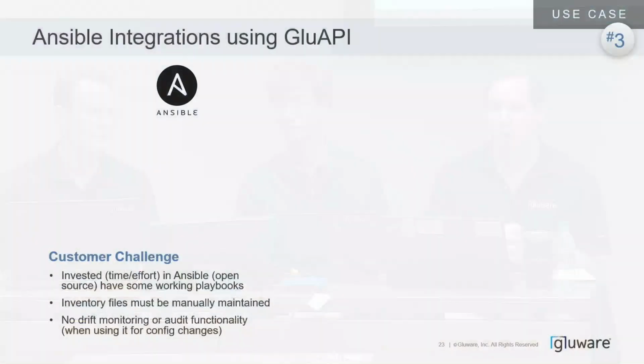My name is Michael Howe, again from Gluware, and we're going to be introducing use case number 3. Co-presenting with me will be John Anderson, one of our software architects, we're happy to have here with us, who's done a lot of work on this, so very happy that he could join us. We're going to talk about Ansible Integrations.